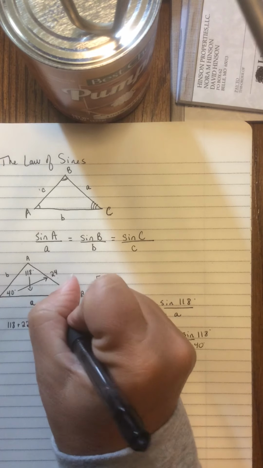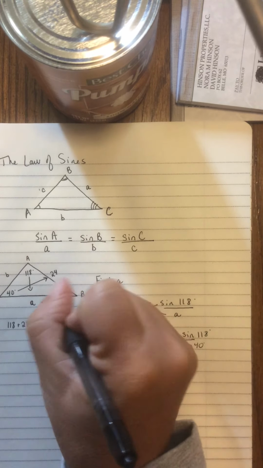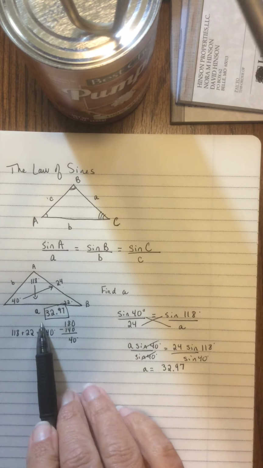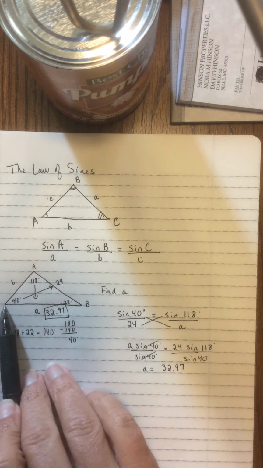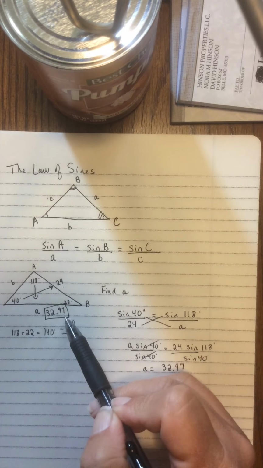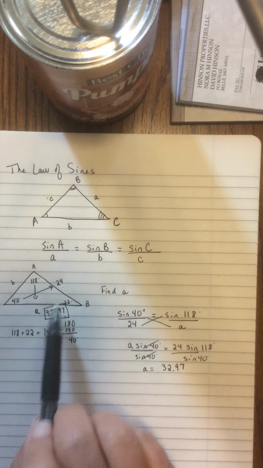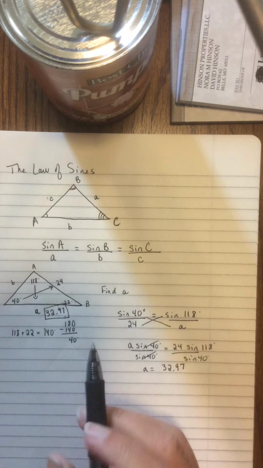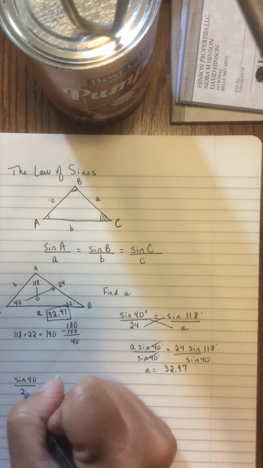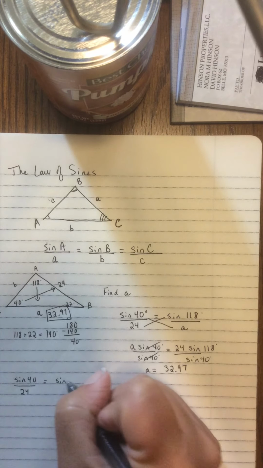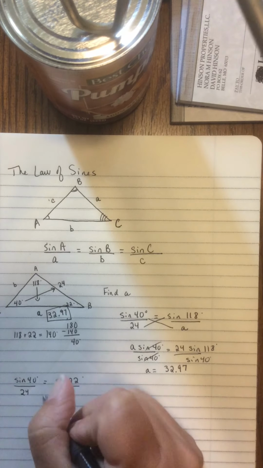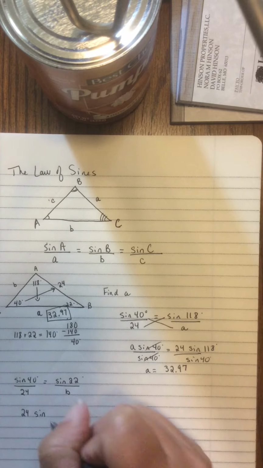Now, I want you to think about that for a second. We know from geometry that the largest angle should be opposite the largest side. So if this is 40 degrees and this side is 24, 118 should be bigger, which it is, isn't it? And if we were to go ahead and find little b, the only other piece we're missing, we could go with the same thing of the sine of 40 over 24 equals the sine of 22 over b. When you cross multiply, you get 24 sine of 22.